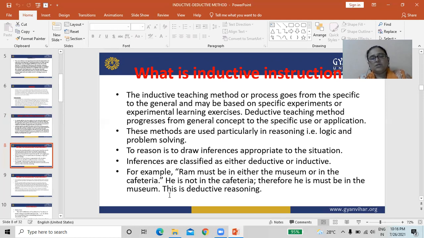The reason is to draw inferences appropriate to the situation. Inferences are classified as either deductive or inductive. For example, Ram must be either in the museum or in the cafeteria. He is not in the cafeteria, therefore he must be in the museum. This is deductive reasoning.